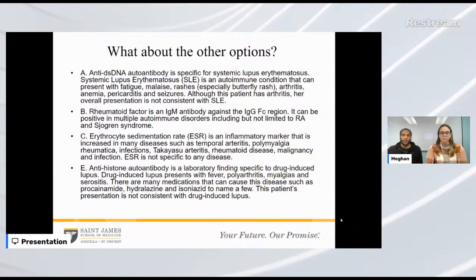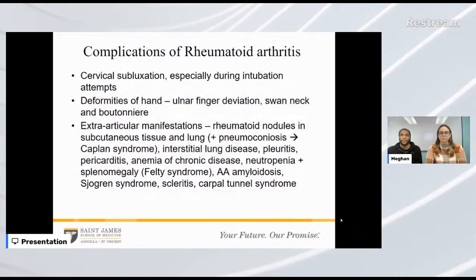And antihistone autoantibody is going to be specific for drug-induced lupus. So like systemic lupus erythematosus, you'll have a similar presentation: fever, polyarthritis, myalgias. You can have inflammation of serosa, so pericarditis, pleuritis, things like that. And then some of the medications that can cause that are listed here. So procainamide, hydralazine, isoniazid, but there are plenty of other drugs that can cause that. So please go ahead and familiarize yourself with some of those other ones.